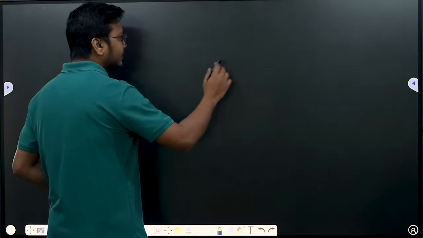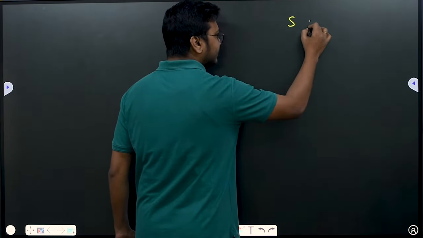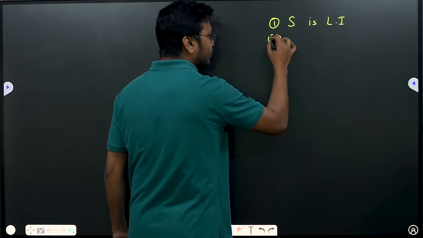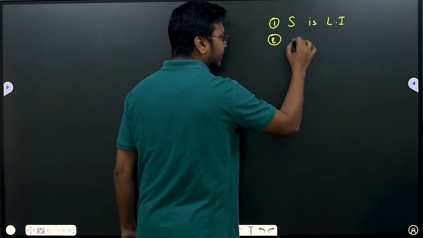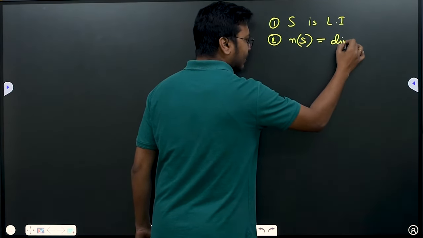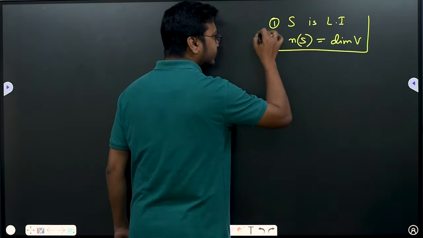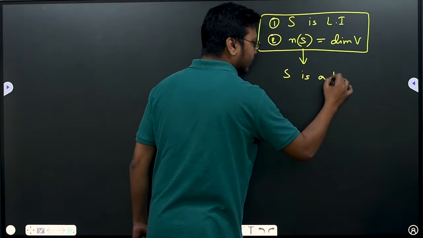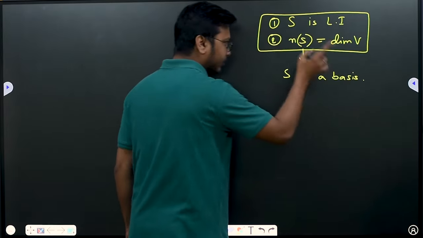In a similar fashion, I can make another statement. In the previous one I said that S is linearly independent, which was number one, and number two was that the cardinality of the S set matches the dimension of the vector space. These two imply that S is a basis. So we have just done this theorem.